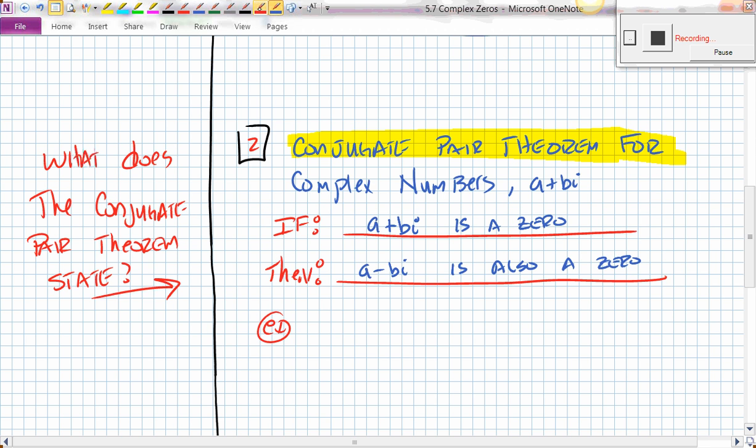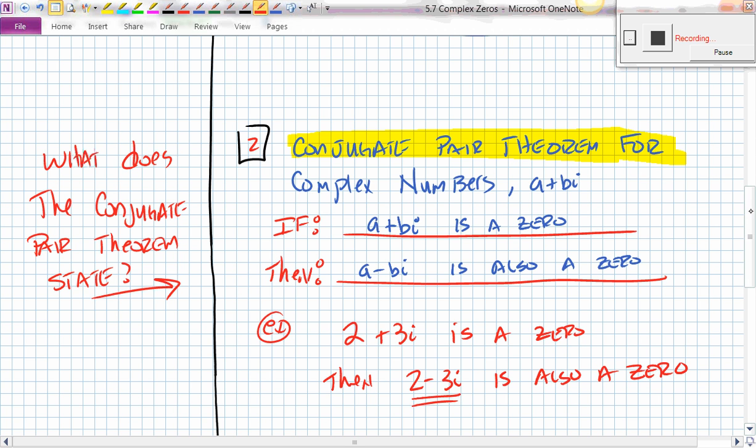So here's an example. If I know that 2 plus 3i is a 0 to some function, then I am guaranteed that 2 minus 3i is also a 0. Okay? And that's the conjugate pair theorem. It's very, very important. It helps us out a lot. So that's the one I can automatically find because of the conjugate pair theorem.